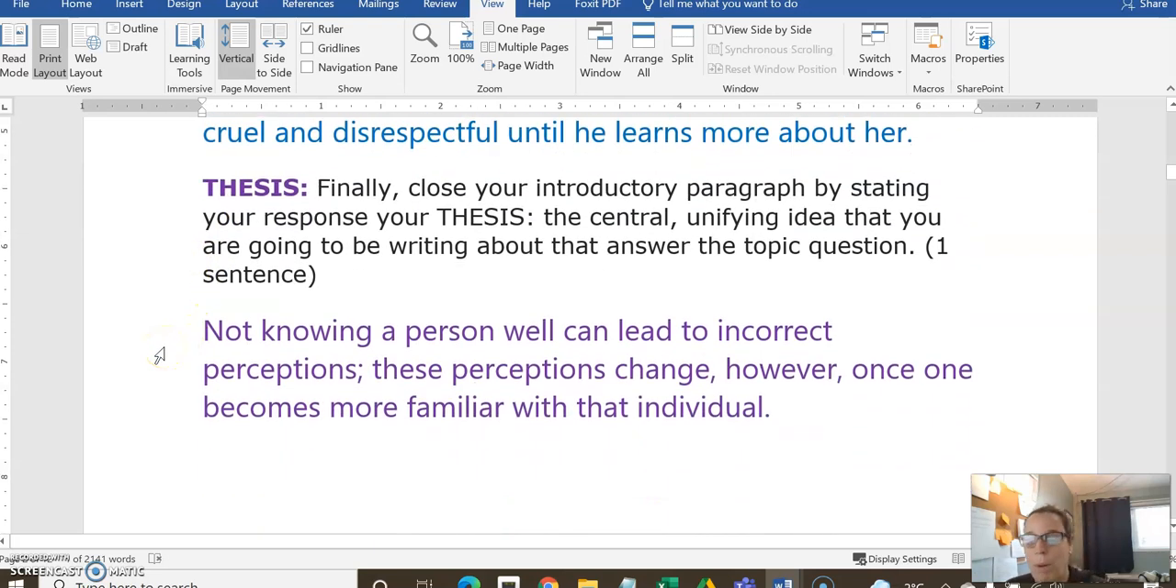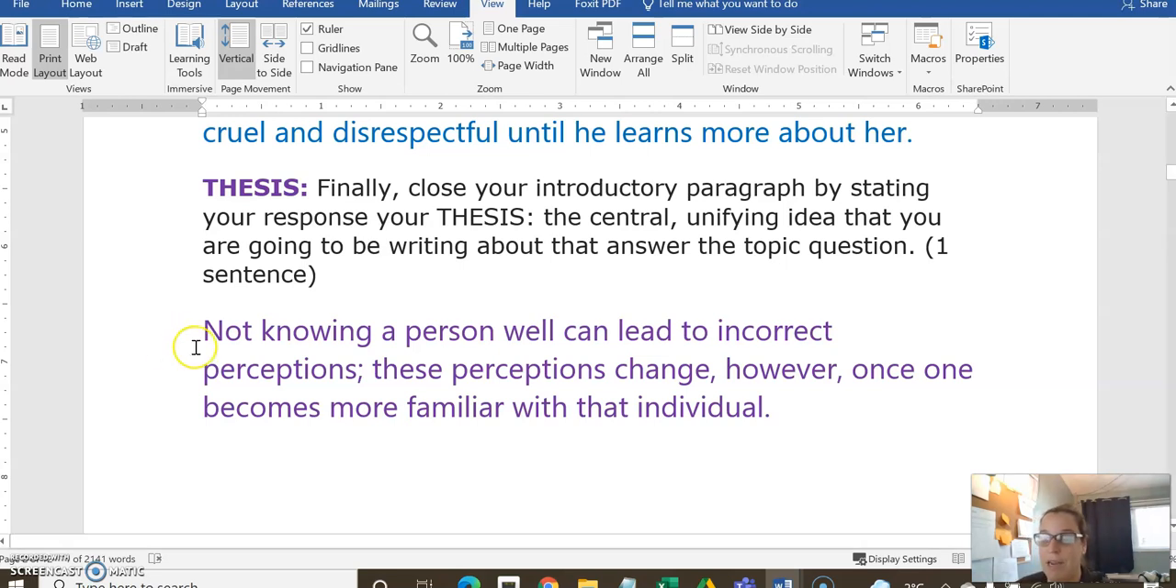The last part of an introductory paragraph is the thesis. This is the most important part of the essay. If you don't have this clearly created or clearly stated, the rest of your essay is not going to have unity, because everything we talk about in our essay should always lead back and support our thesis. So your thesis is basically, what are you answering about the question? What are you going to prove about the topic question?